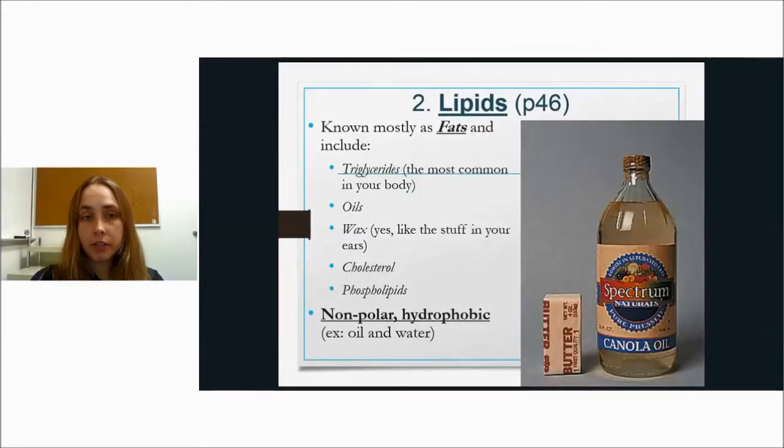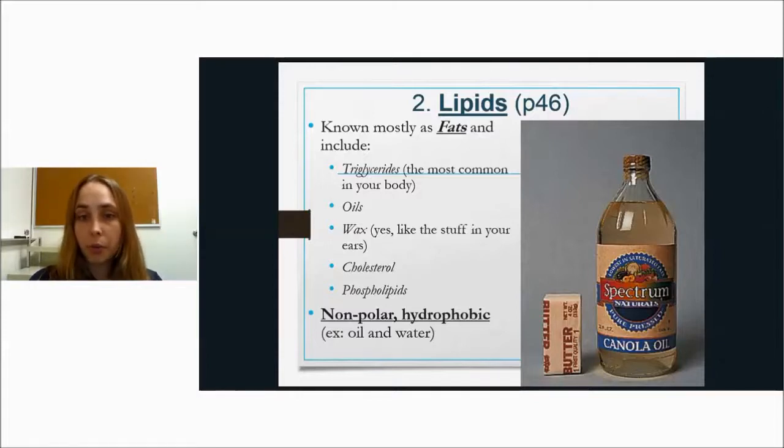Lipids are fats. They are also known as triglycerides, oils, waxes, cholesterols, phospholipids, and they are all nonpolar and hydrophobic. If you remember from our water lab, the oil and the water did not mix at all. The oil sat on top. Triglycerides are the most common type of fat in your body.